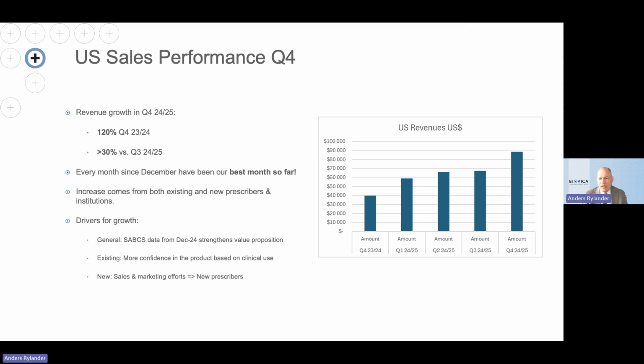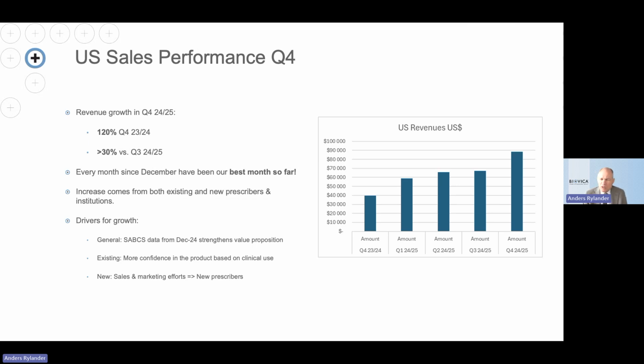Looking at our sales, after a couple of quarters with slower growth, we've seen basically since the start of the year, after the San Antonio conference, that every month is a new best month. If you compare it with a year ago, it's about a 120% increase. And compared to the previous quarter, it's an increase of about 30%. This trend continues also in May. Although it's early to draw too many conclusions, we still see a strong trend.